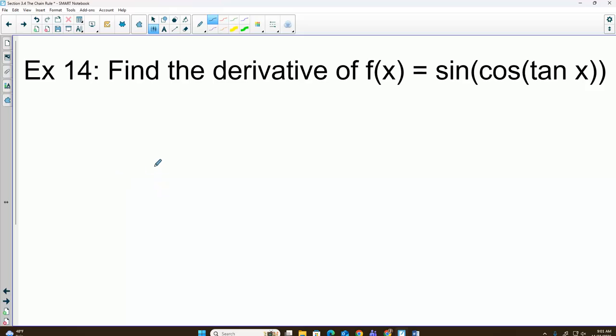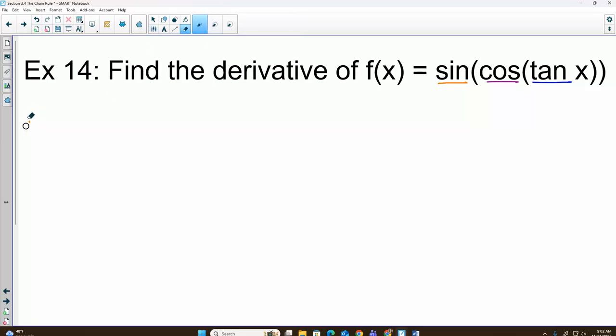Let's just practice a couple more. So these are more review type problems. How many functions do we have here? Sine, a cosine, and a tangent. So we have 3 functions. That means we have to do the chain rule more than once. Okay, so we start on the outside. What is the derivative of the outside?